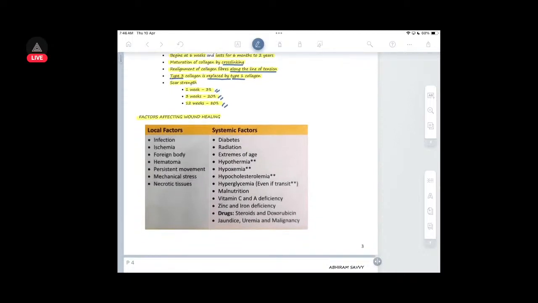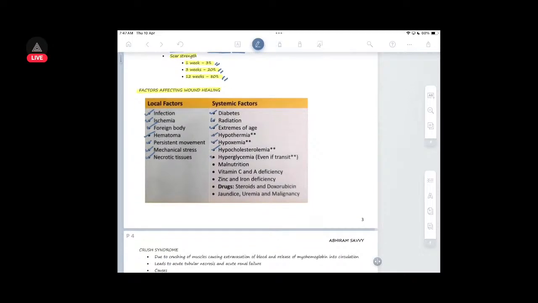So factors affecting wound healing: you have local factors: ischemia, infection, foreign body, hematoma, persistent movement, mechanical stress, necrotic tissue. Then you have systemic factors like diabetes, radiation, extremes of age, hypothermia, hypoxemia, hypercholesterolemia, hyperglycemia, malnutrition, vitamin C and vitamin A deficiency, zinc and iron deficiency, drugs like steroids and doxorubicin, and jaundice.